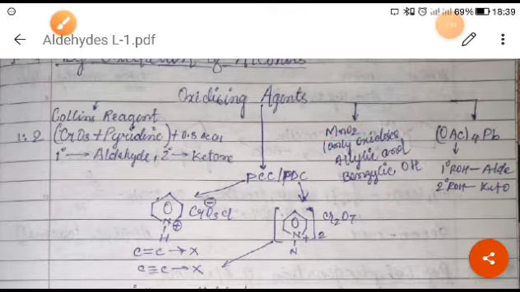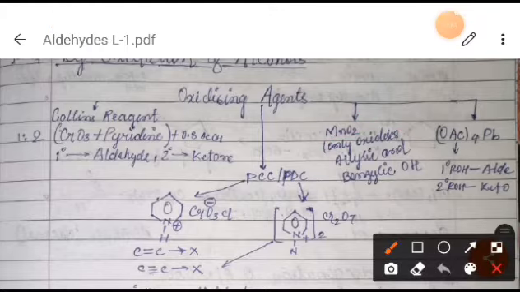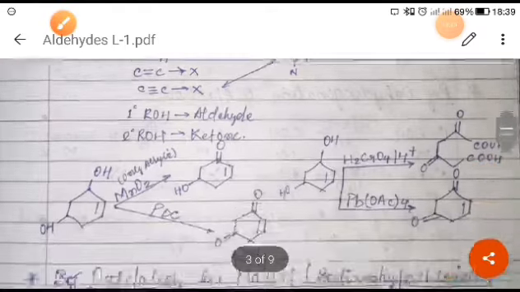Okay, and when we take the example of Pb(OAc)4, it will also do the same thing. It will convert 1 degree alcohol into aldehyde and 2 degree alcohol into ketone. Okay, so we will see some examples.